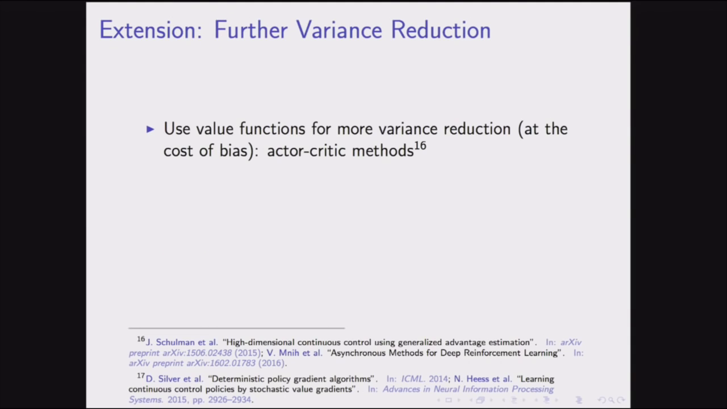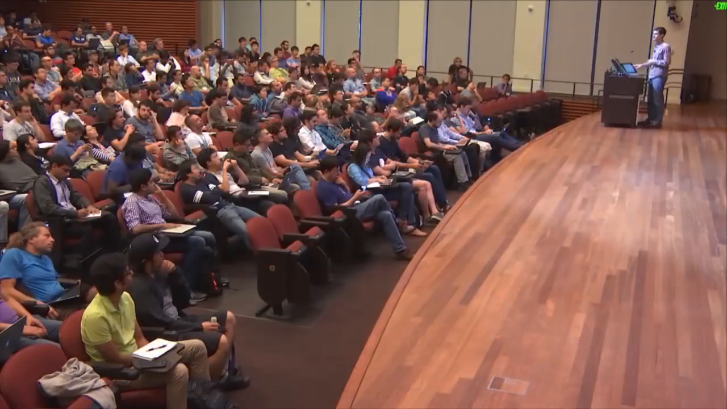So another type of extension of policy gradient methods is to use value functions to do more variance reduction. Instead of just using them as a baseline, you can use them more aggressively and introduce some bias. I won't go into the details in this talk, but sometimes these are called actor-critic methods.